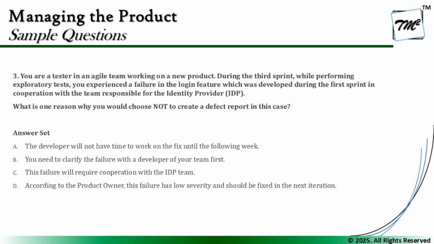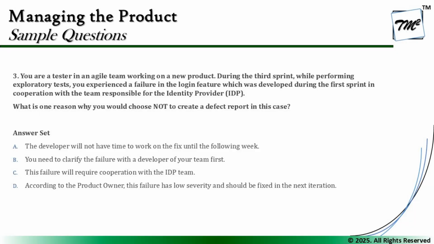D says, according to the product owner, the failure has low severity and should be fixed in the next iteration. Again, you're pushing it to the next iteration, no matter if it is low severity or high severity. If you're pushing it to somewhere else, then make sure you have proper documentation to follow it or track it. So this is again a good reason for something to be documented.